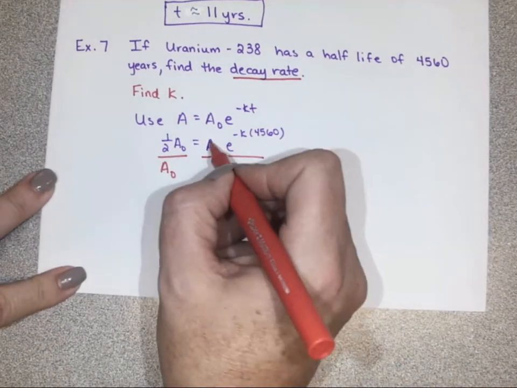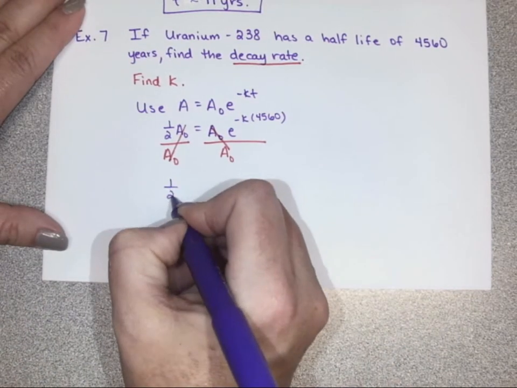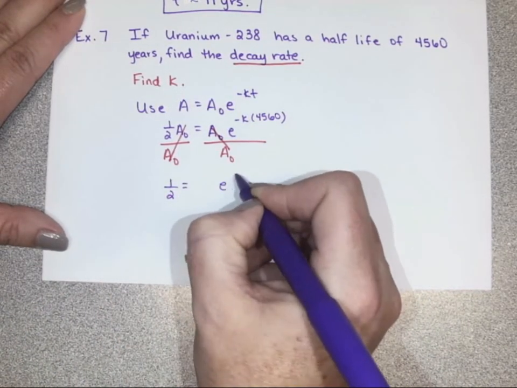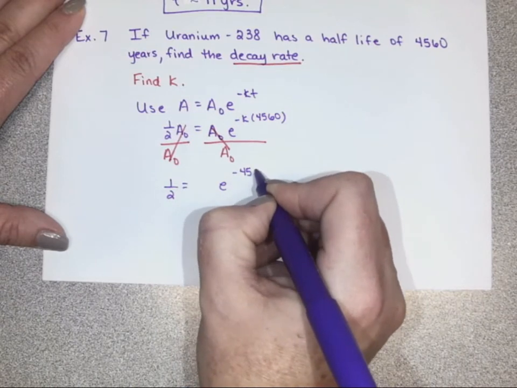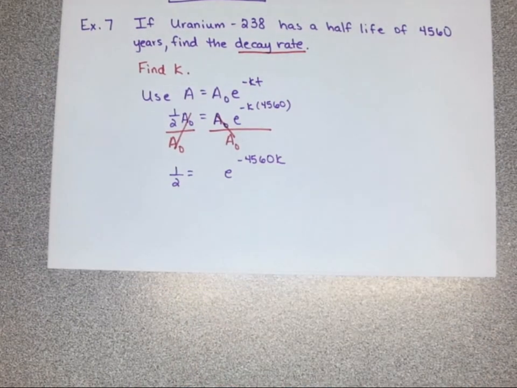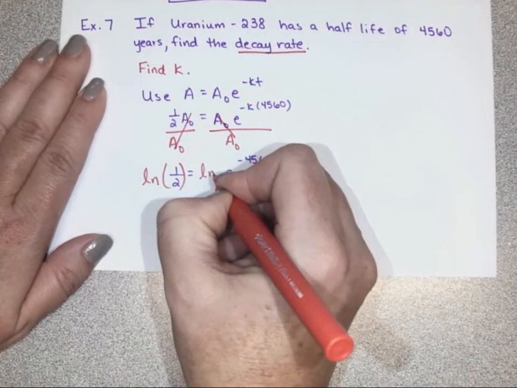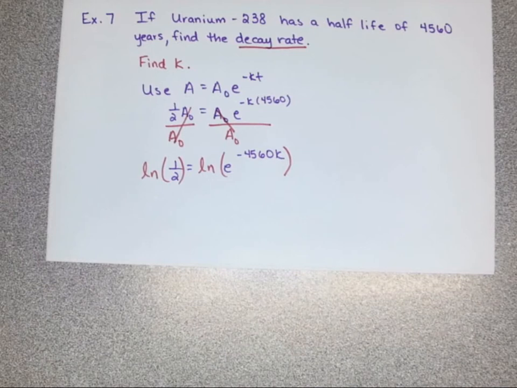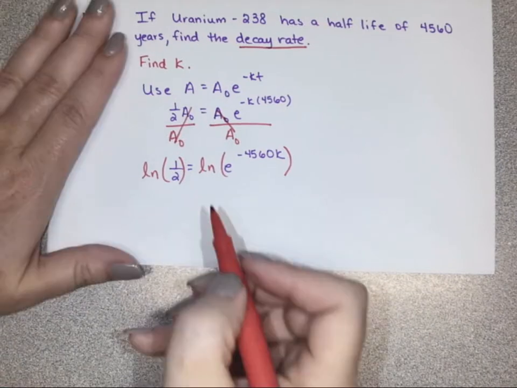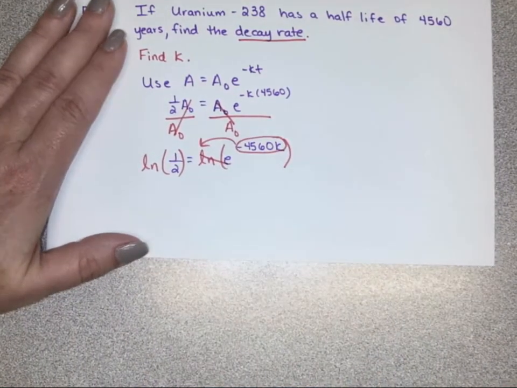We're still going to have to take the ln of both sides, right? So those things are gone, and I get 1/2 equals e to the negative 4,560k power. And then I'll ln both sides. Make sure you know that ln is an operation. You're not multiplying both sides by ln. It's got to be ln of something. So you're taking the natural log of both sides. Okay? So kind of a small discrepancy, but I want you to know that that's the case.